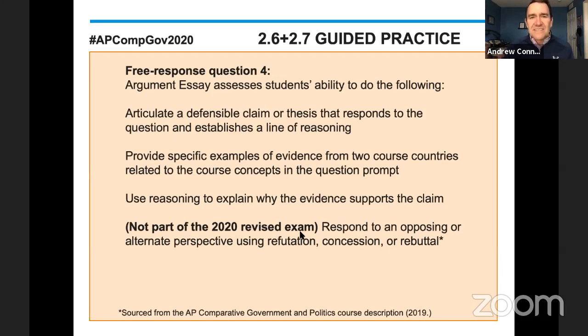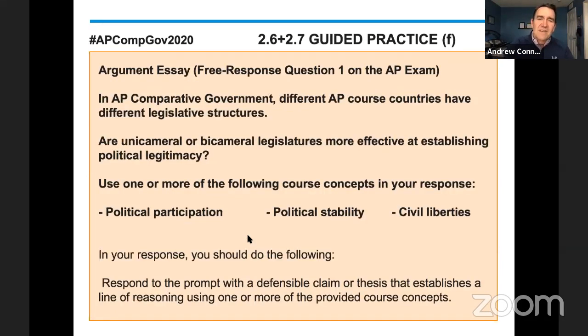There are certain skills that you have to do, and particularly building a thesis, supporting that thesis with evidence, using reasoning. What you do not have to do is provide an alternative perspective and a counter argument to that alternative perspective. And that brings up the controversy today, is that is what I'm going to do. I'm going to show you a unique way that this can be done in a constructive way to get points in your thesis. So the question today I showed you before.